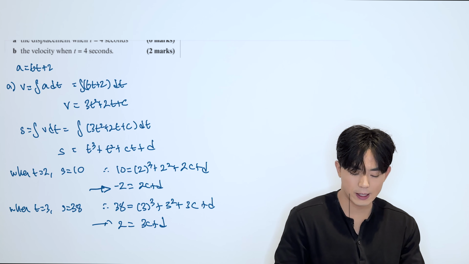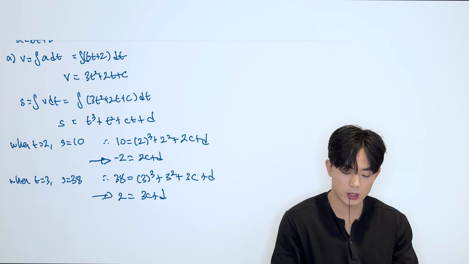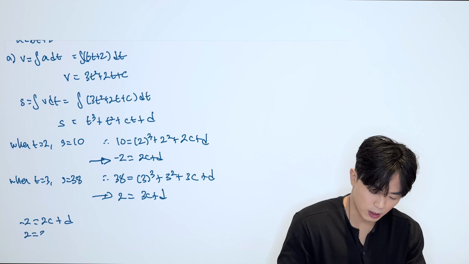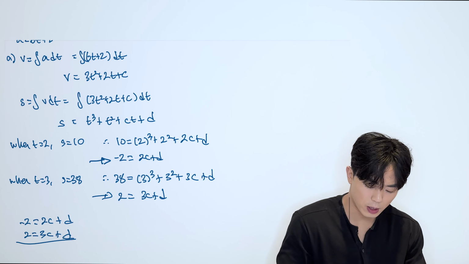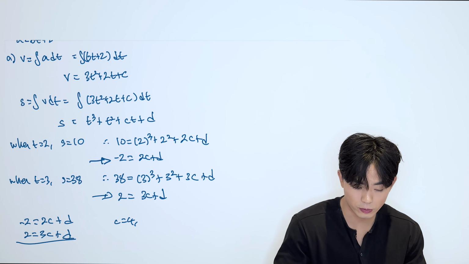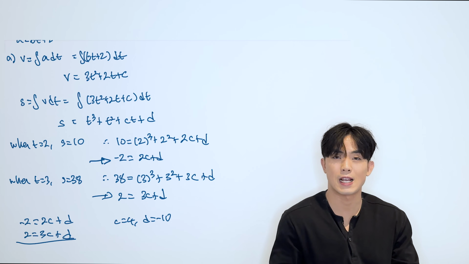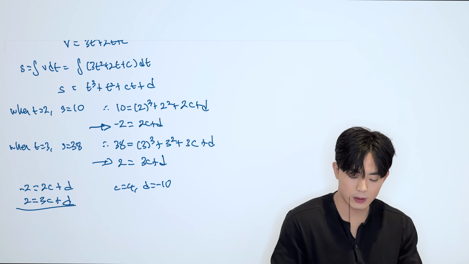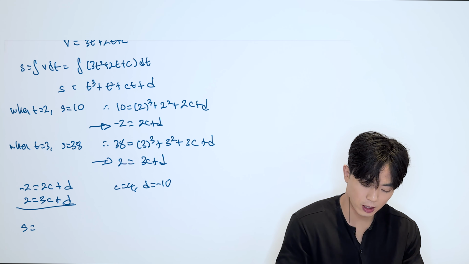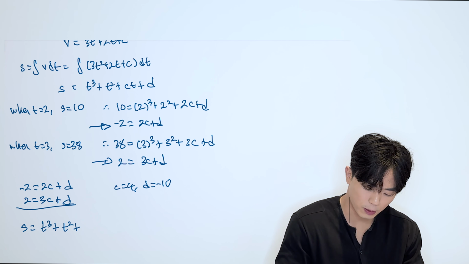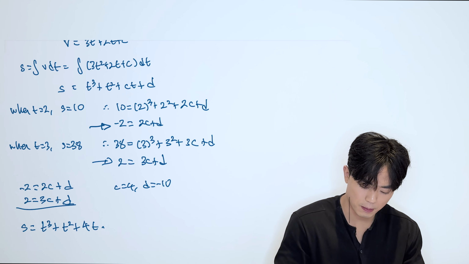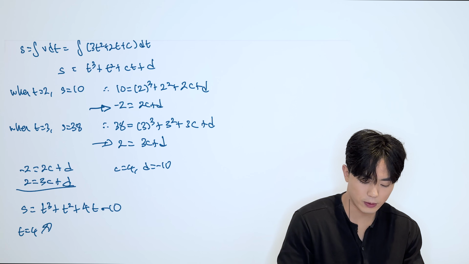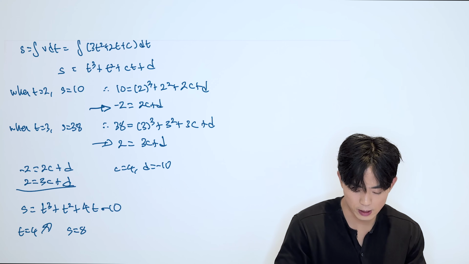What you notice here is we actually get two equations and we have two unknowns, so I can use simultaneous equations. So we'll get minus 2 is 2c plus d and 2 is 3c plus d. And if I was to do simultaneous equations, then you'll get that c is equal to 4 and d is equal to negative 10. So that's how we're going to go about finding these constants. But now they're asking the displacement when t is 4. So the full displacement function s is going to be t cubed plus t squared plus c was 4, right? So 4t minus 10. And they said find the displacement when t is 4. I'm going to plug t is 4 into here, and s hopefully we'll get is 86 meters.